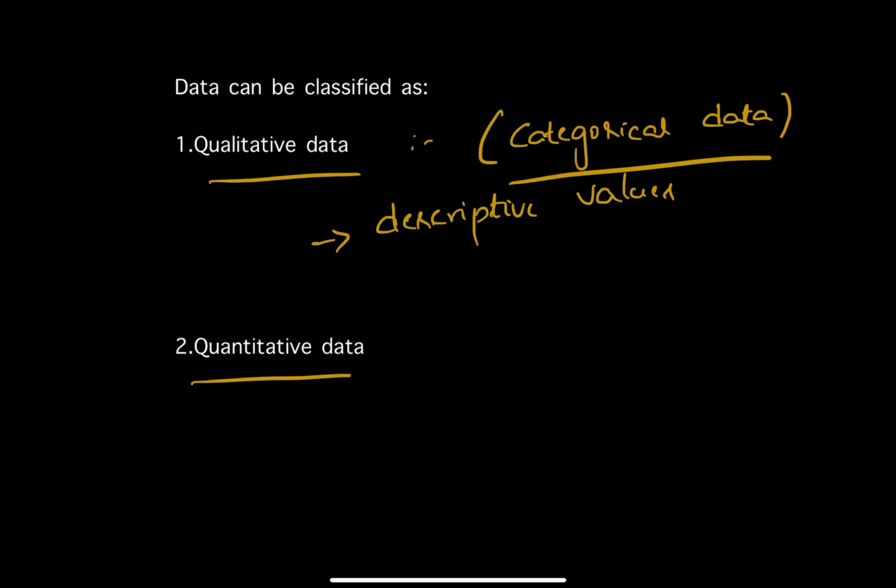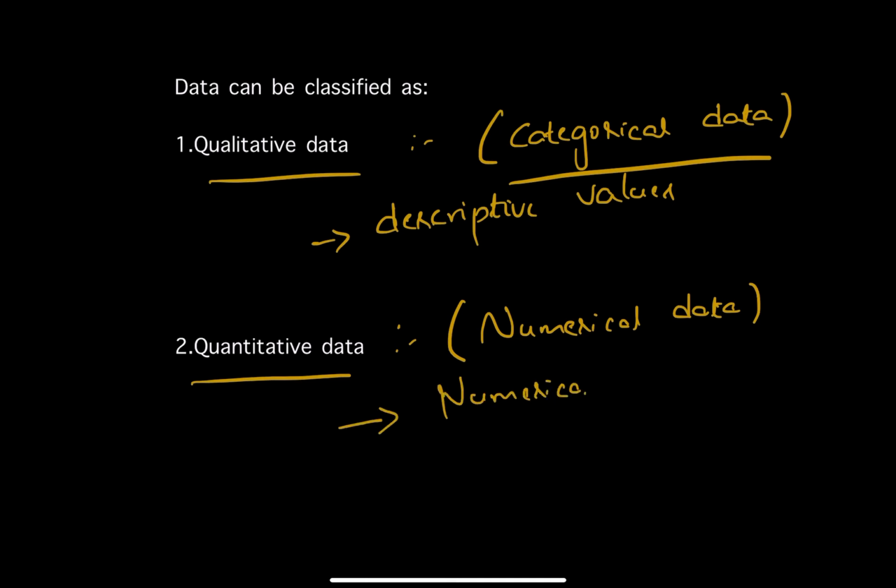Okay. Now quantitative data, this is also called numerical data. It contains numerical values. That means this data is measurable. Suppose if a person's height or weight we are taking into consideration, then such type of data comes under quantitative data. Here the data is being measured, okay, in terms of some numeric values. Any data that can be measured comes under quantitative data.